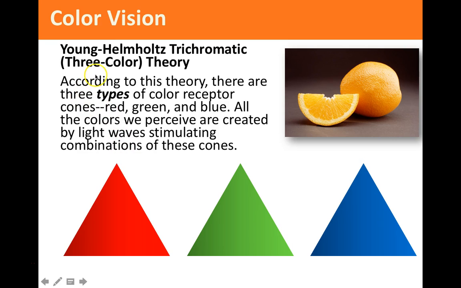So the three color theory of color vision, okay, refers to the idea that if we look at the cones, there are three kinds of them: those that are sensitive to red wavelengths, green, and blue. Okay, and all the colors we perceive are created by light waves stimulating combinations of these cones. Combinations of the three sets of cones sensitive to different areas of the color spectrum.